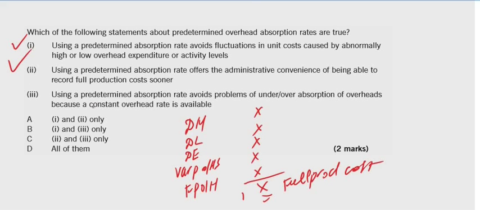Third, using a predetermined absorption rate avoids problems of under- or over-absorption of overheads because a constant overhead rate is available. No, that's not correct. We are using a predetermined overhead absorption rate, so it might be different from actual overheads, and when it is different, we will have under or over absorption. That's why the third statement is not correct. So statements 1 and 2 are correct, and the answer will be A.